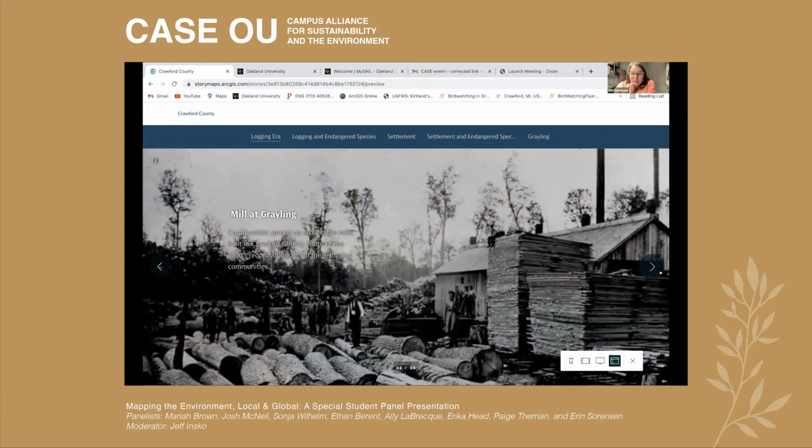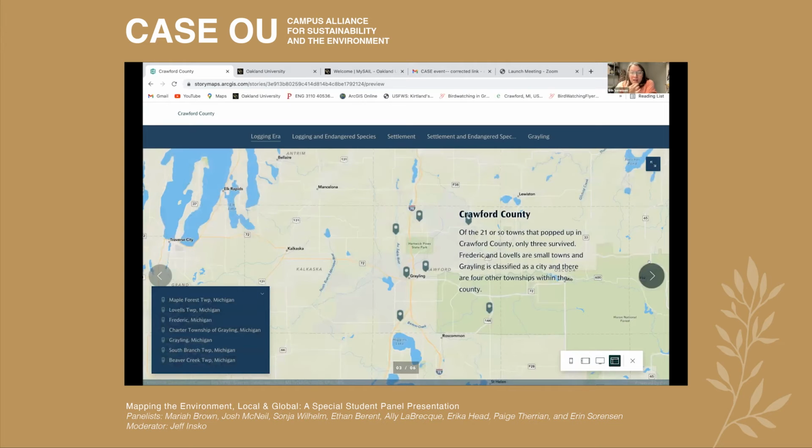So this is a picture of a mill at Grayling, and communities sprung up around these mills, and maps of the 1800s. Just a second, I gotta close some things down here. Okay, maps of the 1800s have recorded around 21 of these communities that have sprung up. And today, of those 21 towns that popped up, only 3 remained, and that is Frederick, Lovells, and Grayling. And Grayling is classified as a city, but it's really just a small town. And then there's 4 other townships.